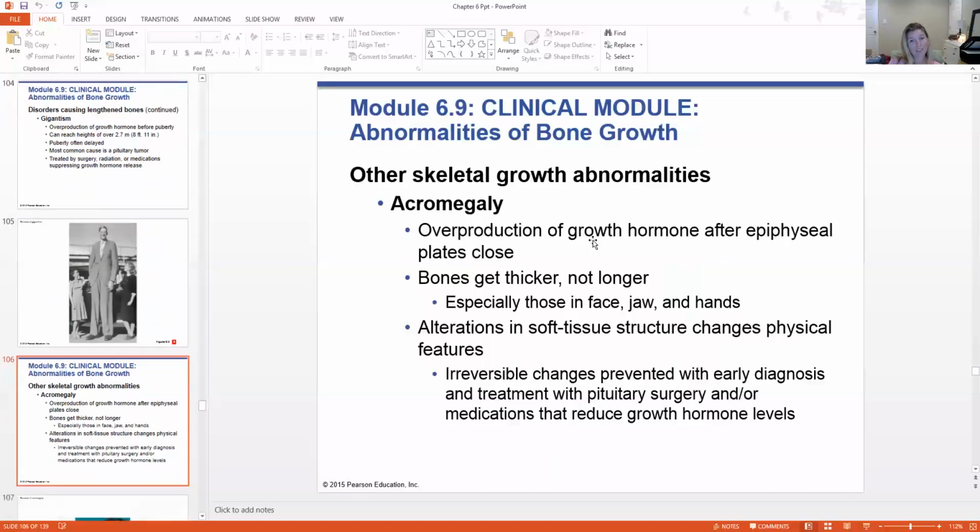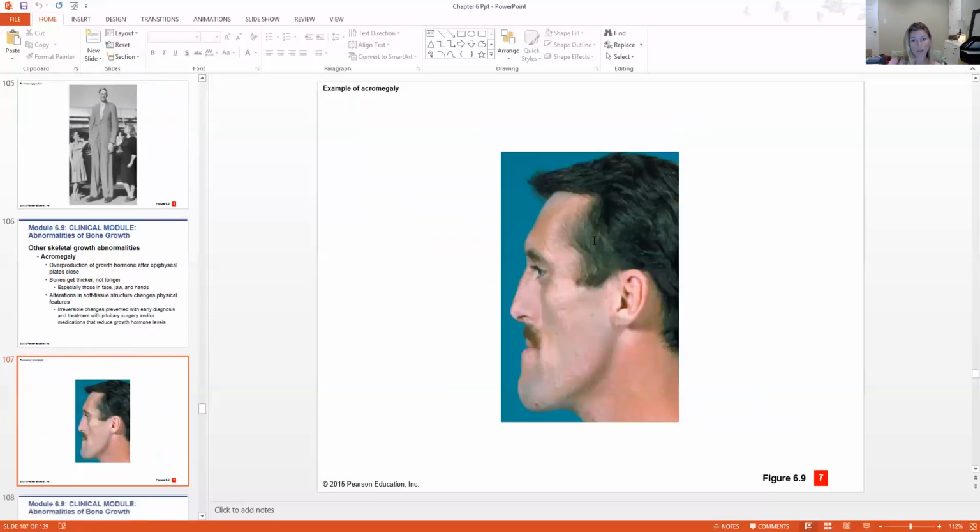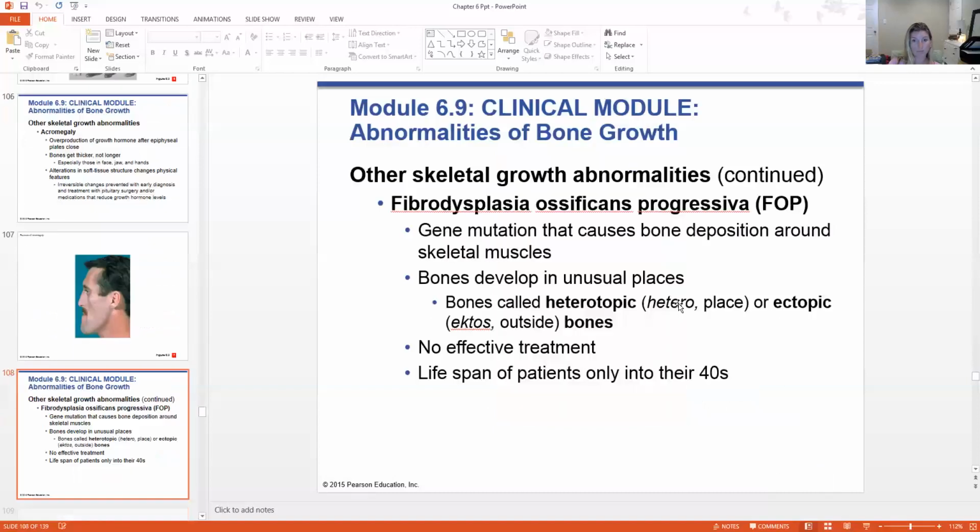There's also acromegaly. Acromegaly is a little different. This is where the overproduction of growth hormone happens after the epiphyseal plates close. So after puberty, growth hormone continues to be secreted, and so your bones are getting thicker instead of longer. And this typically affects the bones of the hands, the jaws, and the face. It can also alter soft tissue structures. So this guy here, you can see his very strong jawline because of acromegaly.